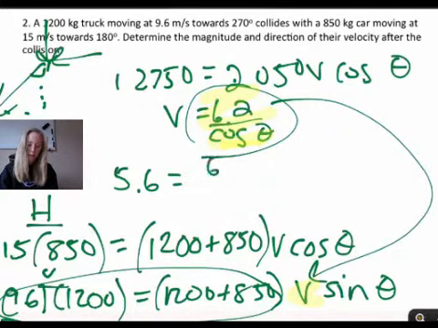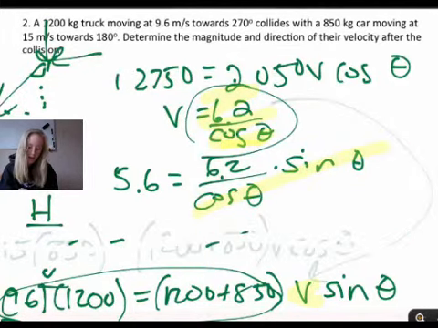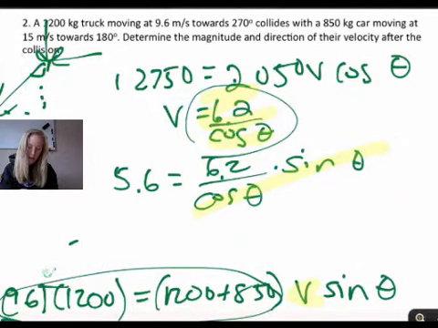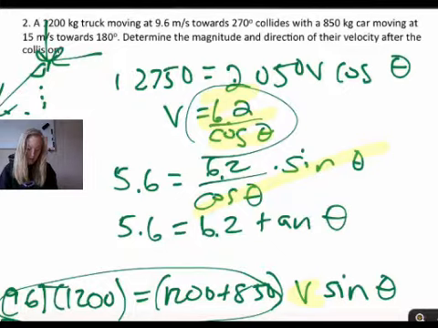Now I'm going to plug in all of this for v. So I have 6.2 over cosine of theta times sine of theta. And by now we should all know this is what? It is tangent of theta. So we have 5.6 equals 6.2 tangent of theta. So you take 5.6 divided by 6.2, which is 0.9, and then you inverse tangent, and you get that the angle is 42 degrees.